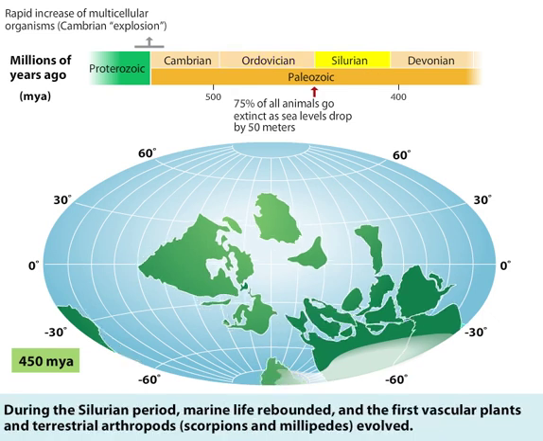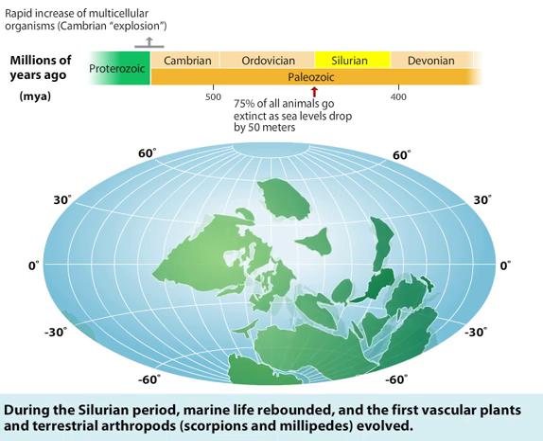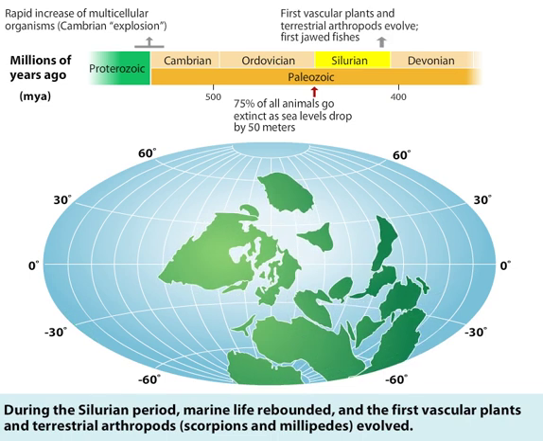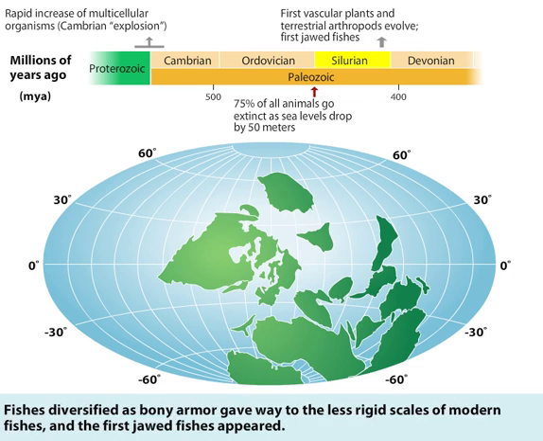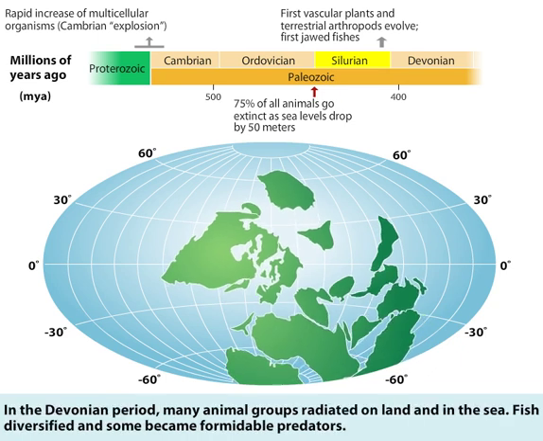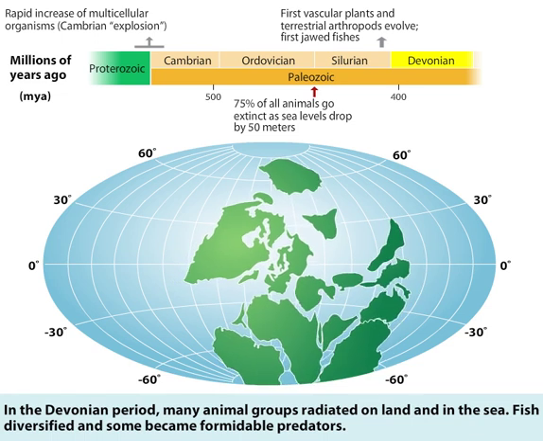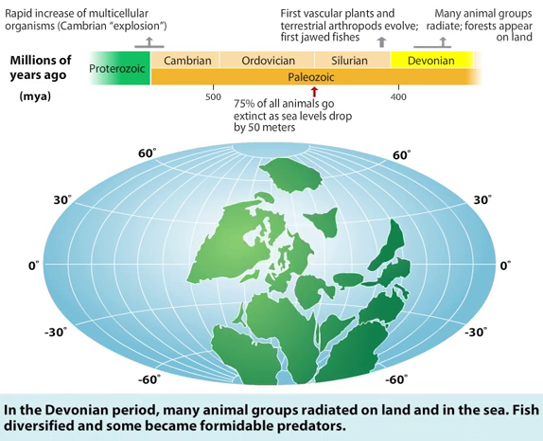During the Silurian period, marine life rebounded, and the first vascular plants and terrestrial arthropods, scorpions and millipedes, evolved. Fishes diversified as bony armor gave way to the less rigid scales of modern fishes, and the first jawed fishes appeared. In the Devonian period, many animal groups radiated on land and in the sea.